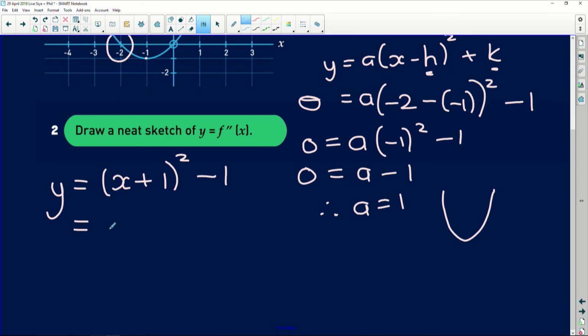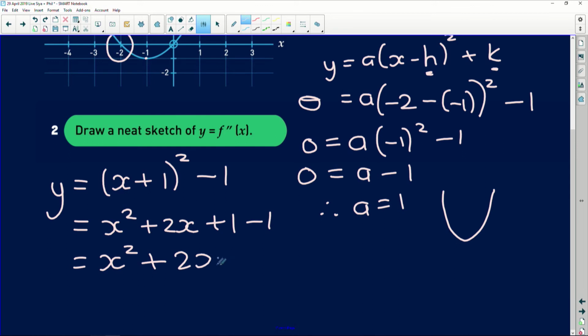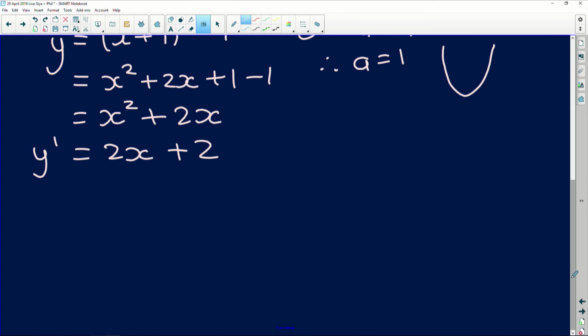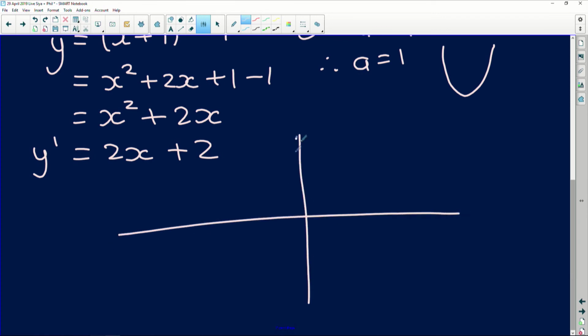Now to derive this, we need to multiply out that bracket, so we get x squared plus 2x plus 1 minus 1. So the equation of the parabola, that first derivative of the original function, is just x squared plus 2x. If we want to find the equation of the second derivative, we derive and we get 2x plus 2.